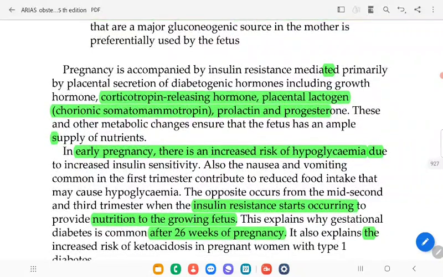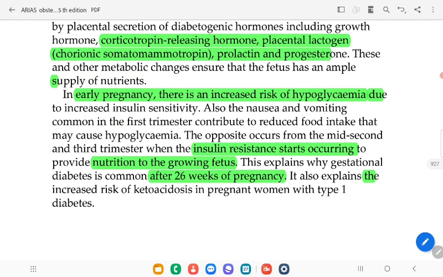Pregnancy is accompanied by insulin resistance mediated primarily by the placental secretion of diabetogenic hormones including growth hormone, corticotropin releasing hormone, placental lactogen, chorionic somatomammotropin, prolactin, and progesterone. All these are anti-insulin hormones. Okay. What is the effect? If you maintain the maternal glucose high, it helps to ensure the fetus has an ample supply of nutrients. In early pregnancy, there is an increased risk of hypoglycemia due to increased insulin sensitivity.